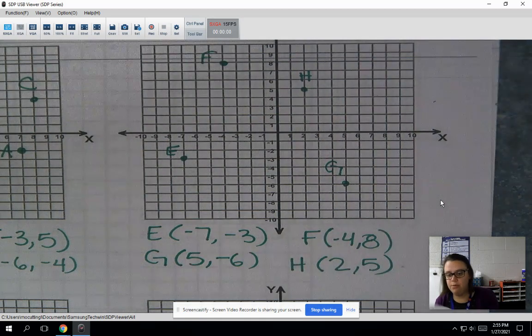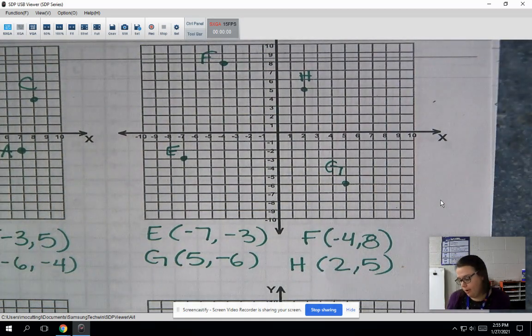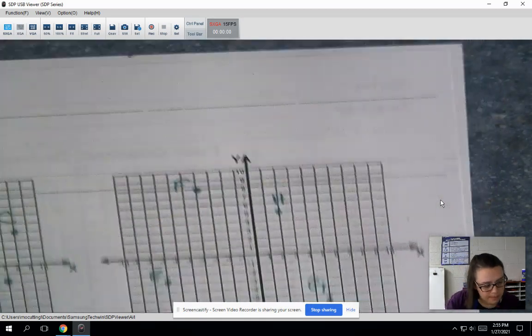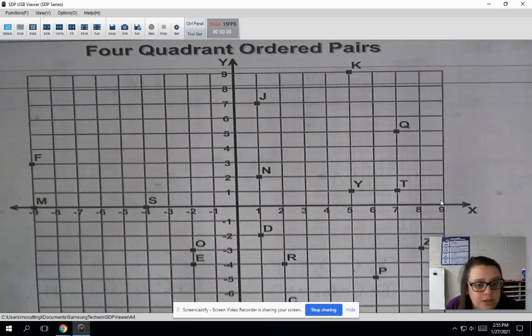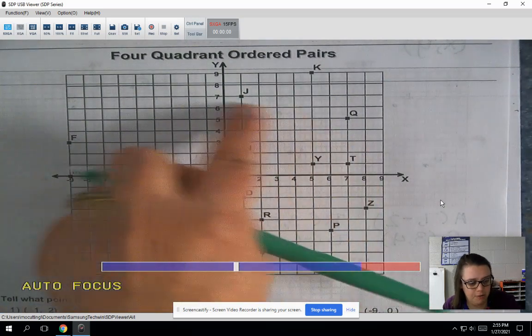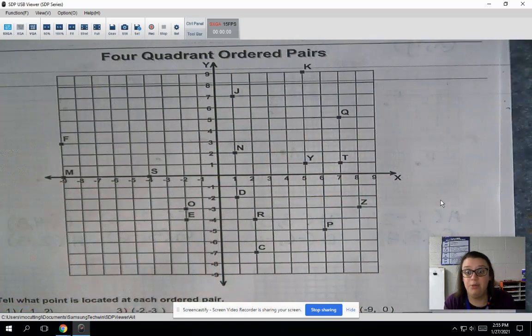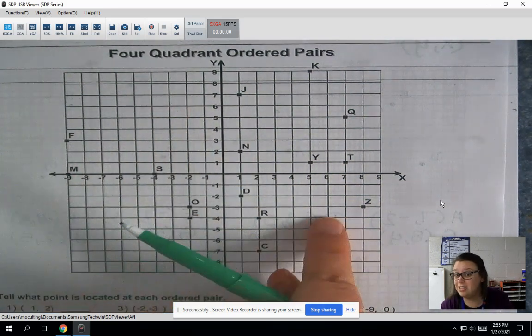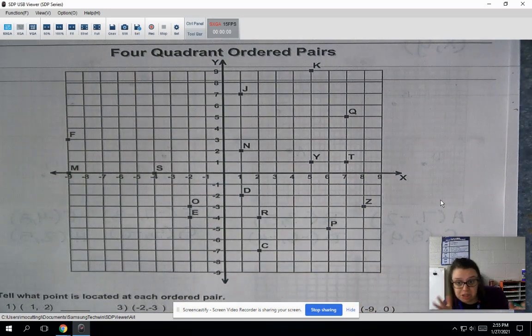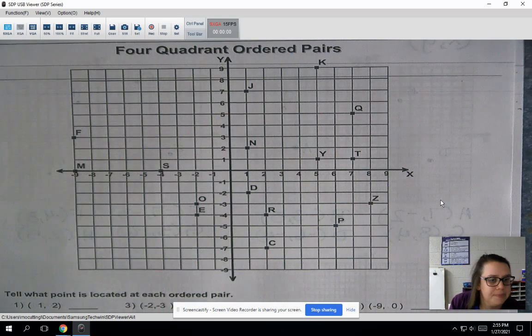Okay, so then we're going to turn the page, and we have practice 4 quadrant ordered pairs. So see how this is split into 4 pieces? And we know that the quads that we ride, those have 4 wheels. Quad means 4. So 4 quadrant, it's split into 4 parts. That's kind of where it gets its name. Okay.